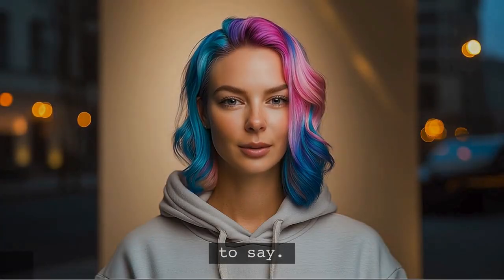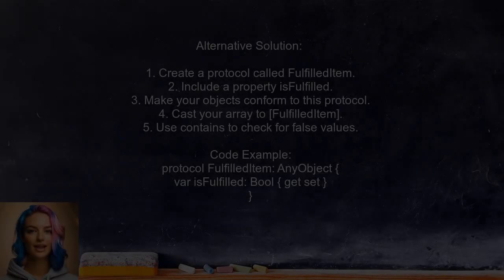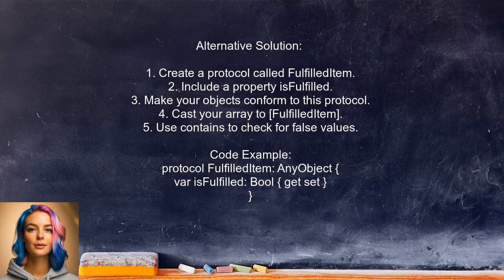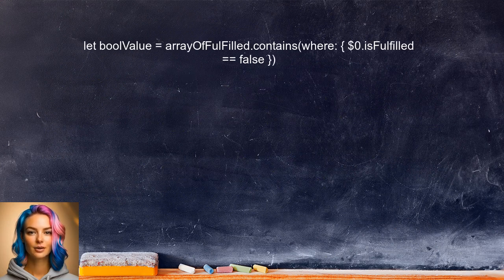Let's see what someone else had to say. One alternative approach is to create a custom protocol called FulfilledItem. This protocol includes a property called isFulfilled. By making your objects conform to this protocol, you can cast your array to an array of FulfilledItem. Then you can use the contains method to check if any object has isFulfilled set to false, which will short-circuit the evaluation.